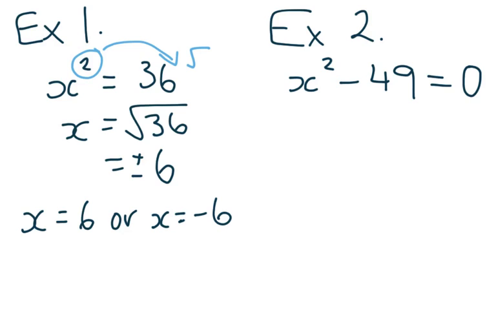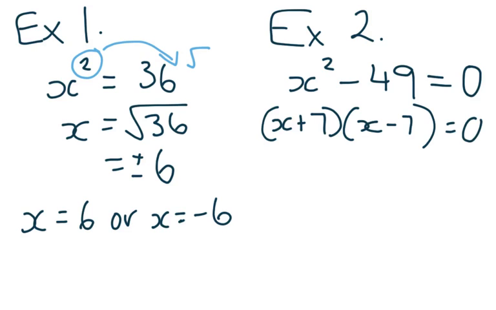Example 2, very similar, okay? It's just that the 49 is now over the other side of the equal sign, and this now becomes a difference of squares. So when we factorise it, we have x in both brackets. Now remember, a difference of squares has one plus and one take, and we do the square root of 49 to find our answers. So it's going to be 7, which means our solutions are x equals negative 7 or x equals positive 7.